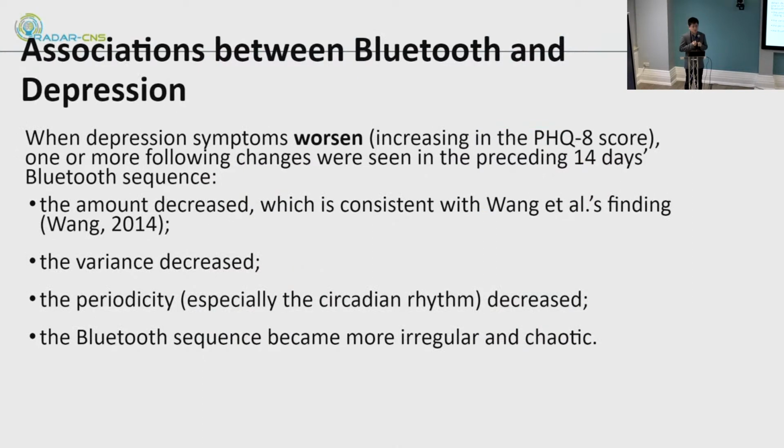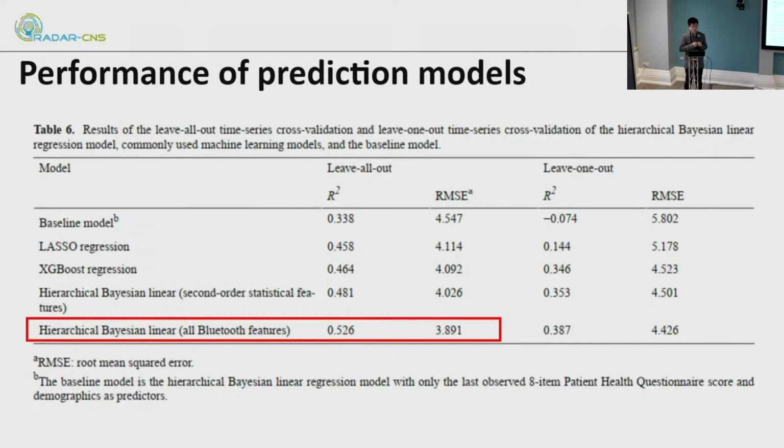And the associations between Bluetooth and depression can be summarized as: when the depression symptom worsened, one or more of the following changes were seen in the preceding 14 days of the Bluetooth sequence. The amount and variance of the sequence decreased, and the periodicity, especially the circadian rhythms, decreased, and the sequence of the Bluetooth data became more irregular. And the hierarchical Bayesian linear model achieved the best performance compared with some commonly used machine learning methods. So that shows this model is suitable for longitudinal data analysis.